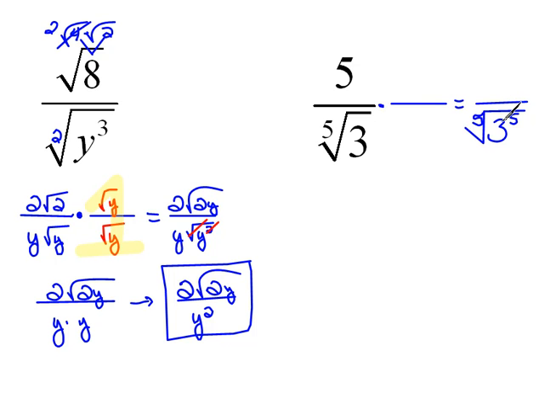Now, we have to decide what are we going to multiply by to make that happen. Well, we would have to multiply by the fifth root again. They have to be the same in order to multiply them. So 3 to the first power times 3 to what power would give us 3 to the fifth power? That would have to be 3 to the fourth. Because remember, when you multiply like bases, you add the exponents.